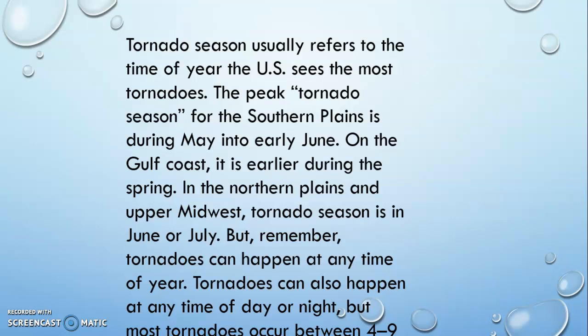But most tornadoes actually do occur between 4 and 9. And that's because of the heat issue. You have rising warm air, sinking cool air. You have most of your heat at that point during the day. So this is where you tend to have your tornadoes, between 4 and 9. But once again, it can happen at midnight.